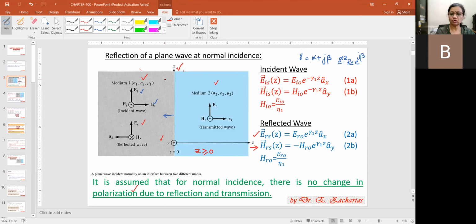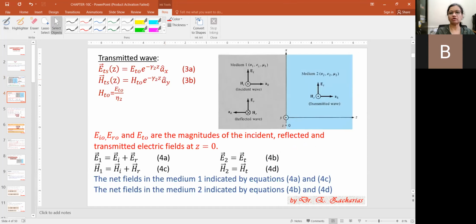Now let us go to the next page and write the equation for the transmitted. Based on the same figure, if you write the equation for the transmitted, ET is going to be ET naught e to the power of minus gamma 2 z. Note this, there we wrote gamma 1 because it was in medium 1, but here we are writing gamma 2 because the transmitted is in medium 2. Similarly, HT is written as HT naught e to the power of minus gamma 2 z along the ay cap direction. And HT naught is going to be ET naught by eta 2, because we are talking of medium 2.